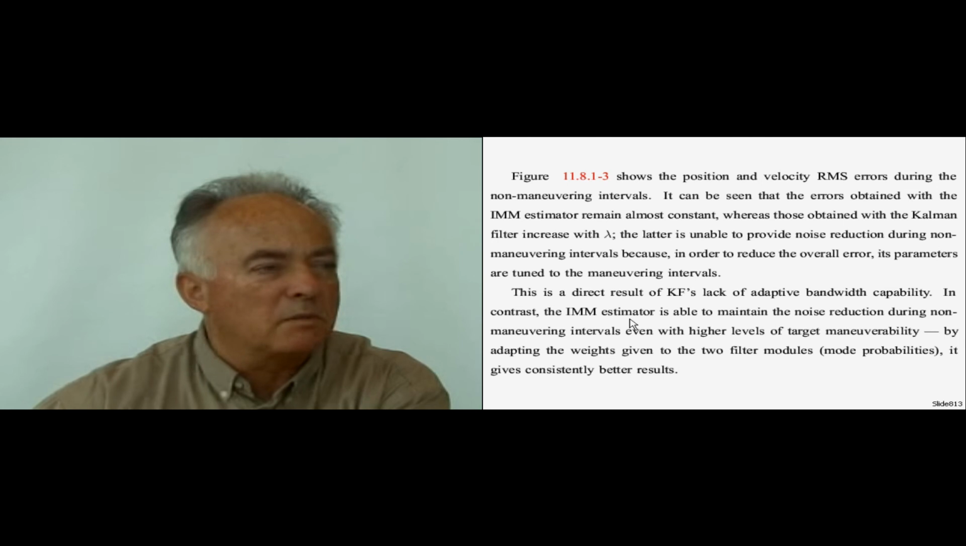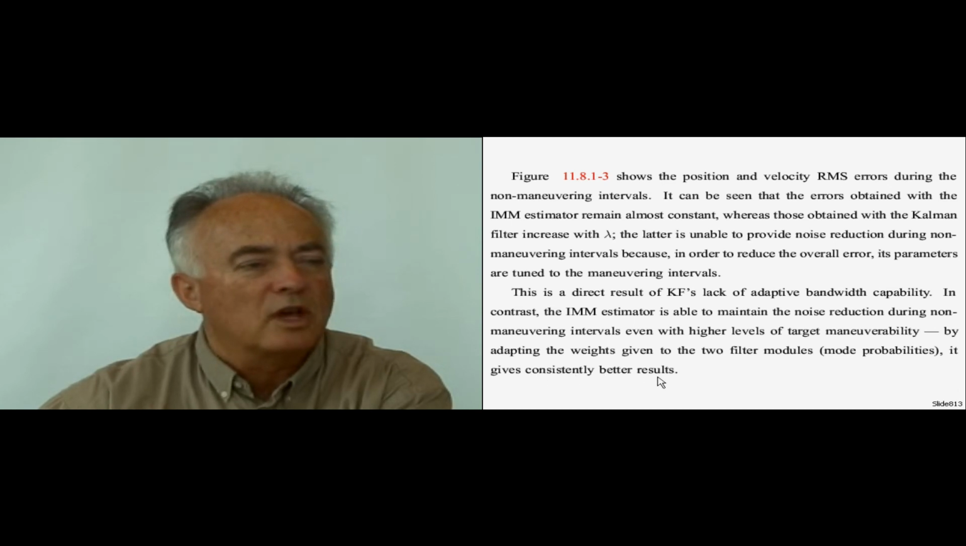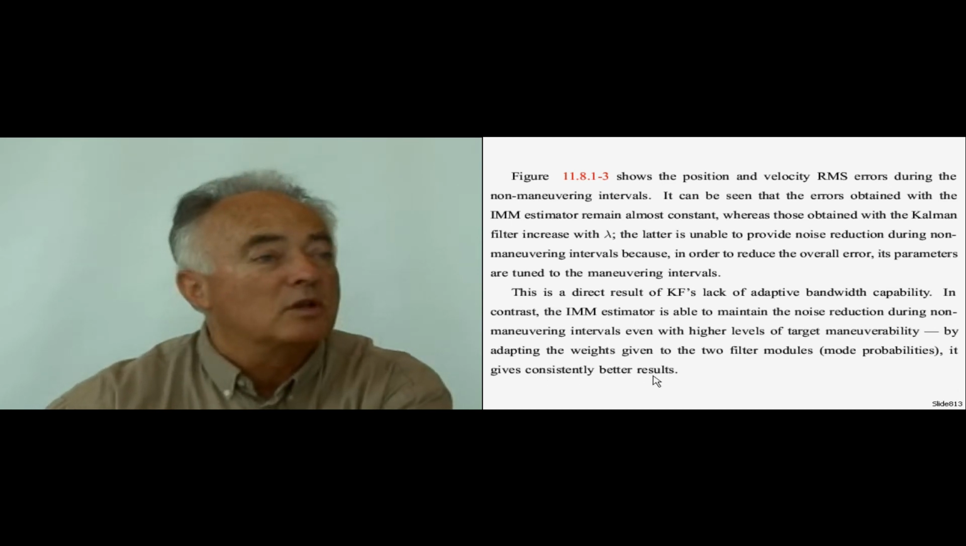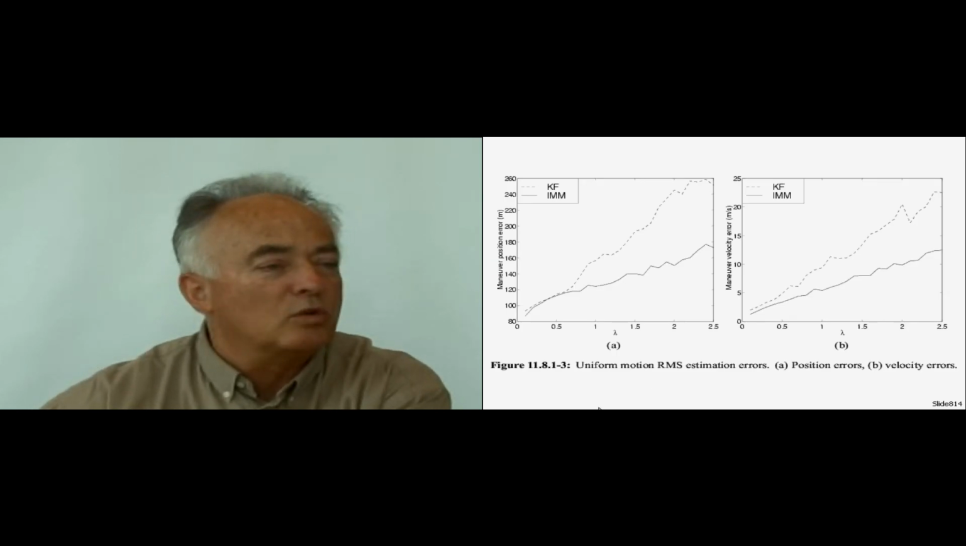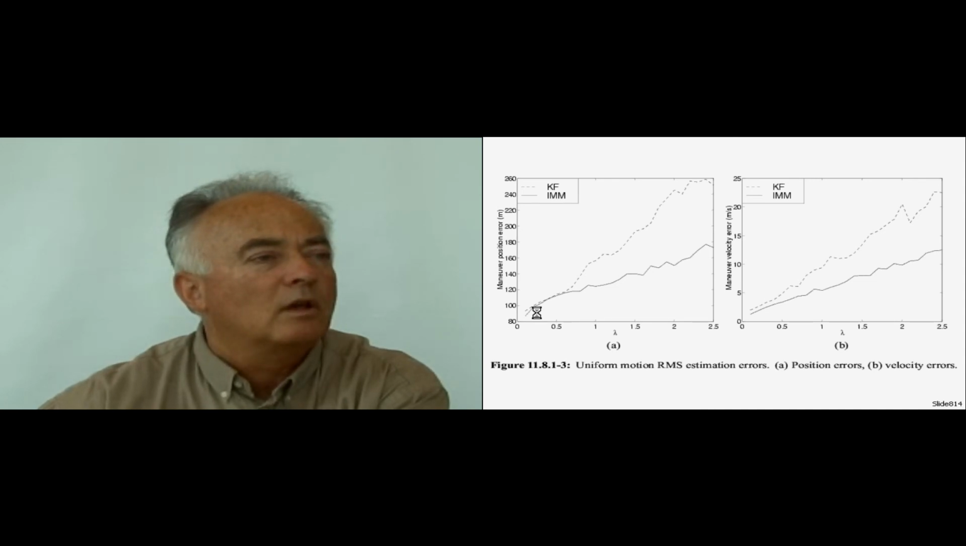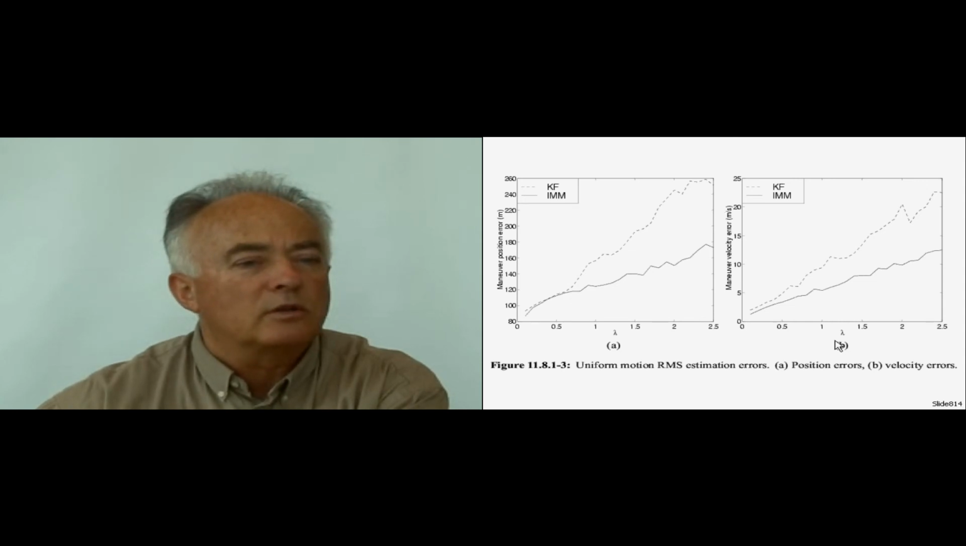In contrast, the IMM estimator is able to maintain the noise reduction during the non-maneuvering intervals, even with higher levels of target maneuverability, because it adapts the weights given to the two filter modules, the mode probabilities, and therefore gives consistently better results. So the adaptivity of the IMM is remarkable in this case. So the uniform motion RMS estimation errors can be seen here. Again, they go up, and same for velocity.